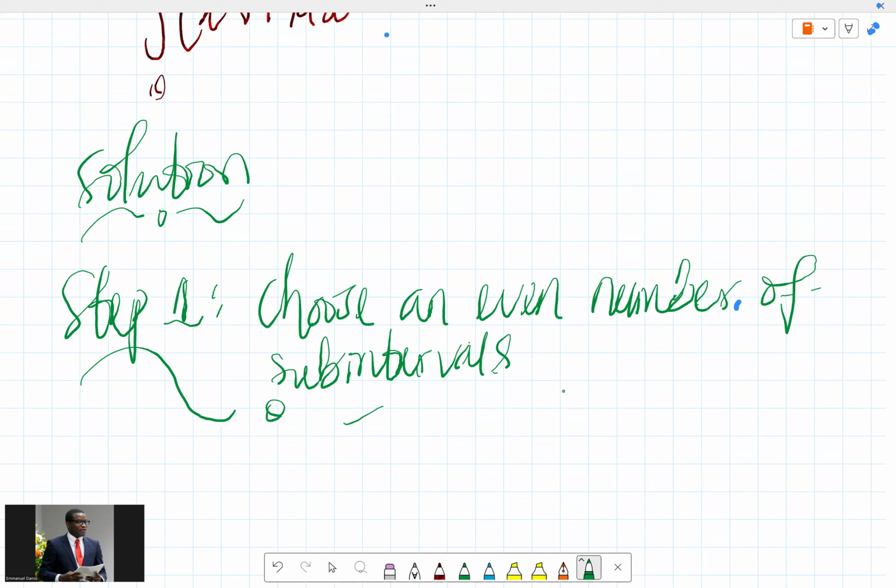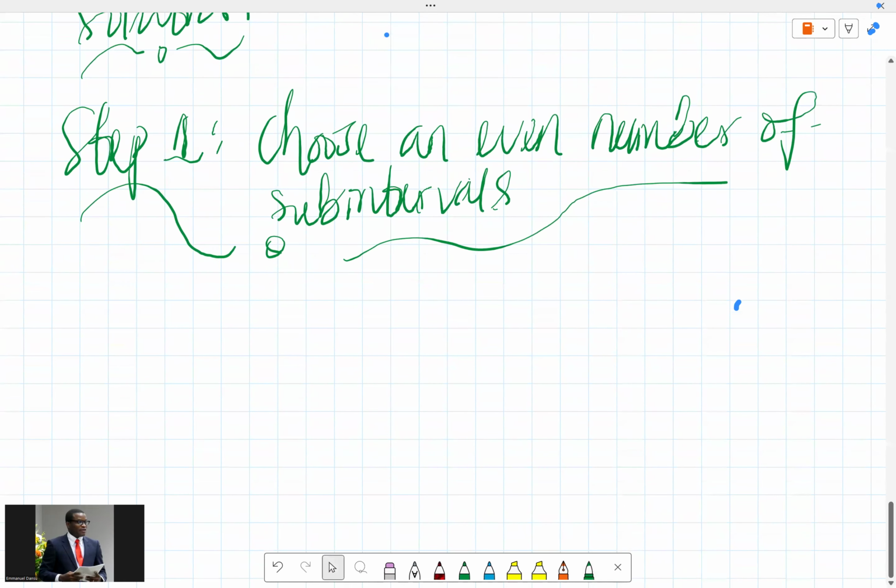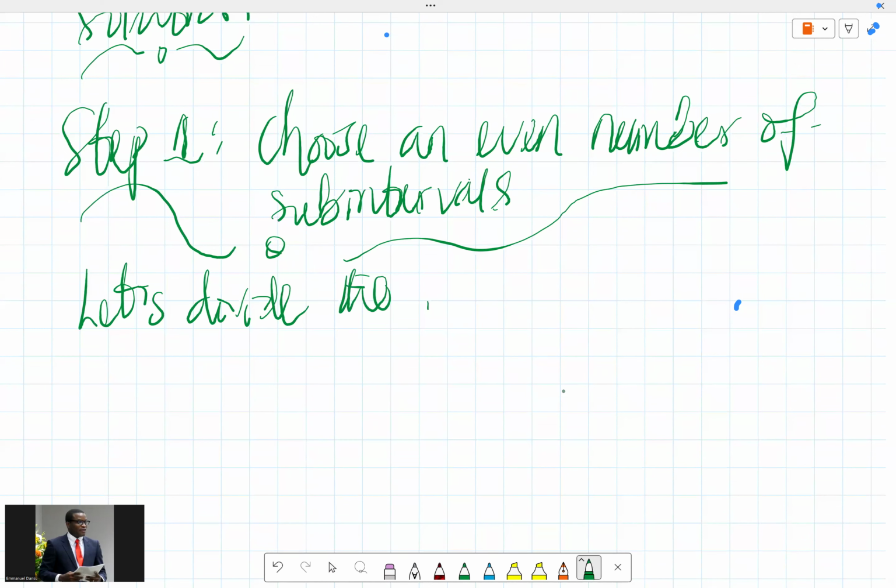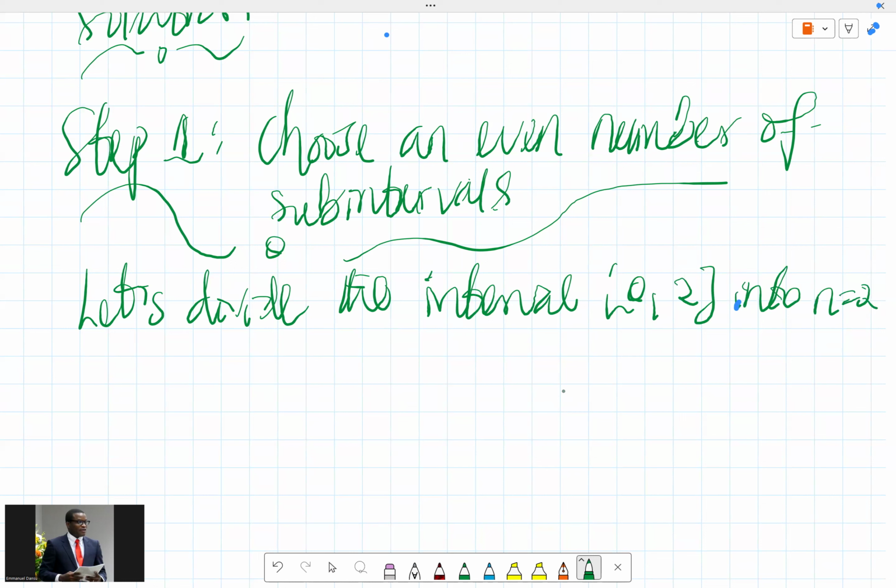Let's divide the closed interval 0, 2 into n equals 2 subintervals.